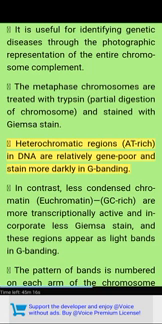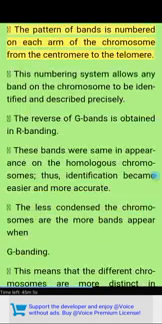Heterochromatic regions, AT-rich, in DNA are relatively gene poor and stain more darkly in G banding. In contrast, less condensed chromatin, euchromatin, GC-rich, is more transcriptionally active and incorporates less Giemsa stain, and these regions appear as light bands in G banding. The pattern of bands is numbered on each arm of the chromosome from the centromere to the telomere. This numbering system allows any band on the chromosome to be identified and described precisely.